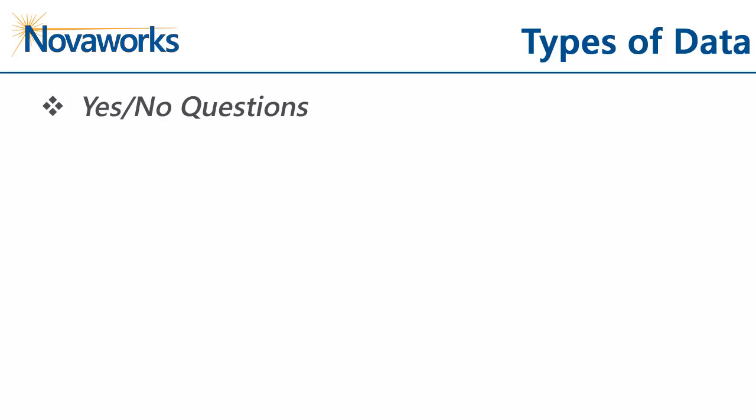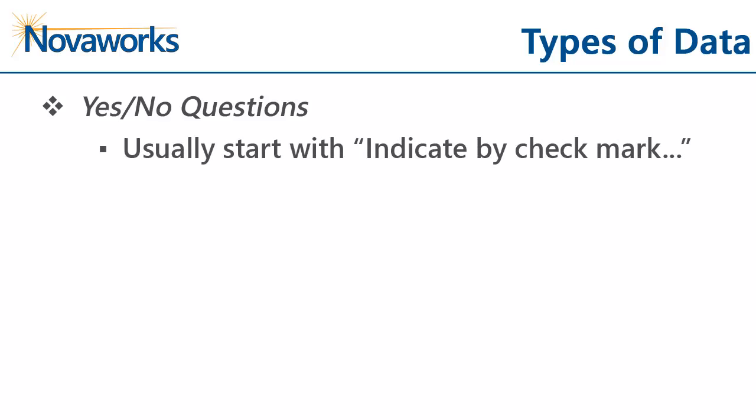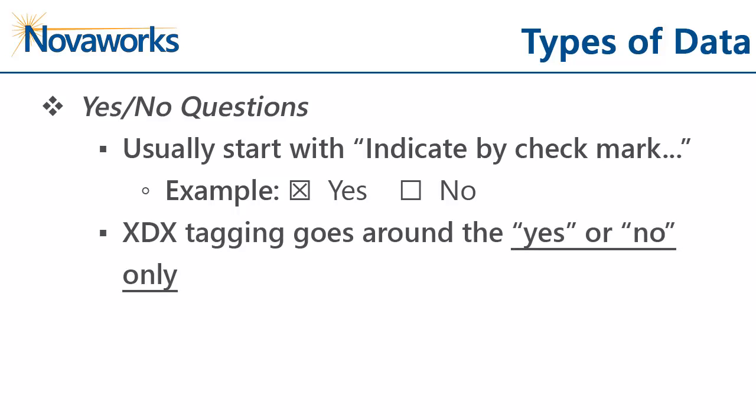And finally, there are yes/no questions. Most of these questions start with the phrase, indicate by checkmark. The answer is usually represented by checkbox characters followed by the word yes and the word no. Rather than tagging the checkbox character, you tag the yes or the no.